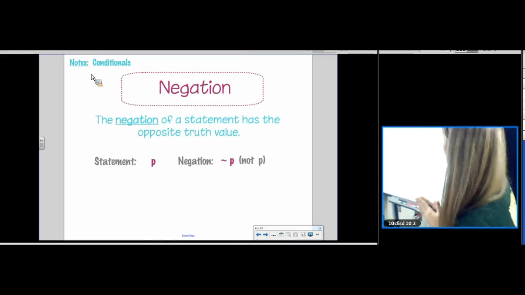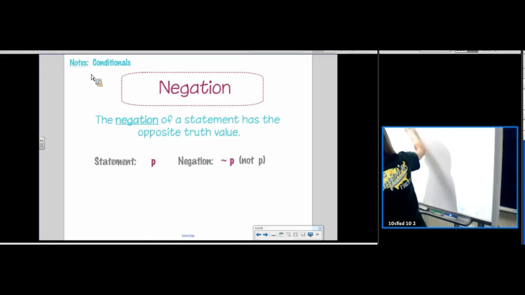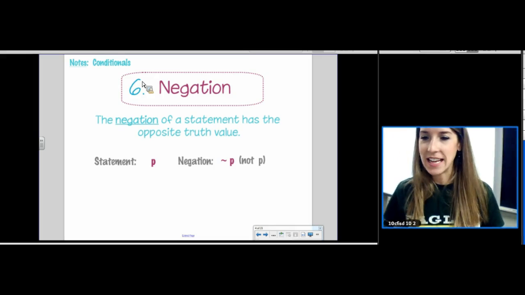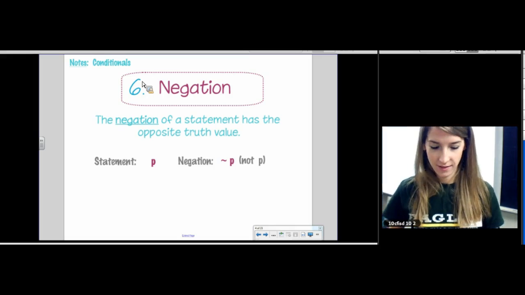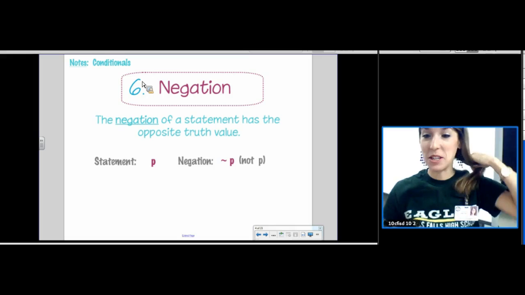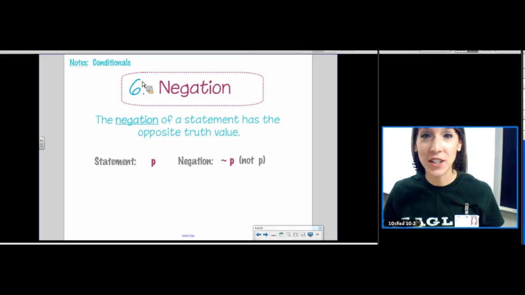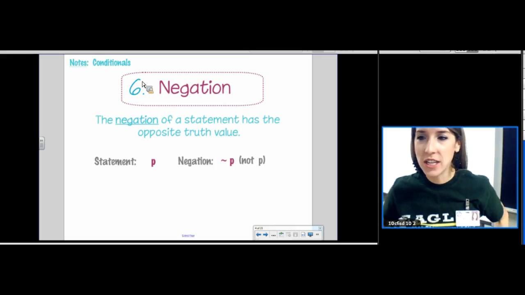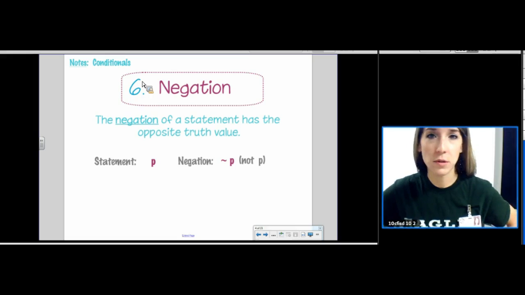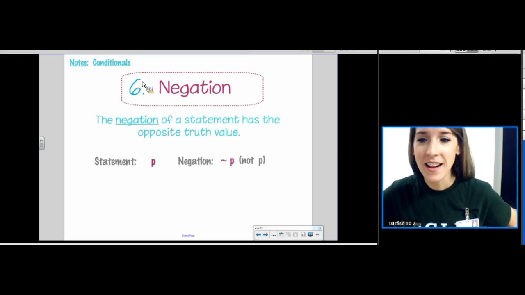So this is going to be number 6 in your logic and reasoning notes. The word is negation. Say it out loud, negation. So what's a negation? A negation pretty much means add the word not to your sentence. A negation is going to force your sentence to have the opposite truth value that it had before. So if it was a true statement, it's going to make it a false statement. And if it was a false statement, it's going to make it a true statement.